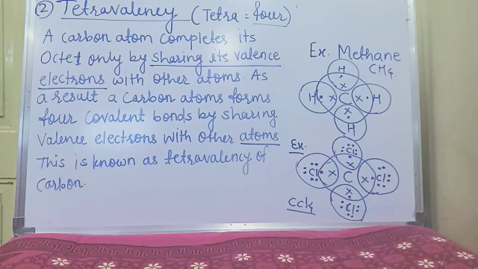Now look at another example, that is carbon tetrachloride. Now the electrons of carbon are denoted by cross, whereas the valence shell electrons of chlorine are denoted by dot. What is the atomic number of chlorine? The atomic number of chlorine is 17. Its electronic configuration is 2, 8, 7.